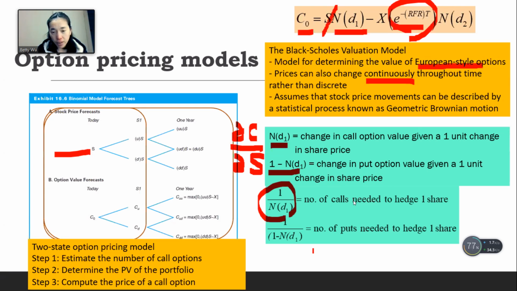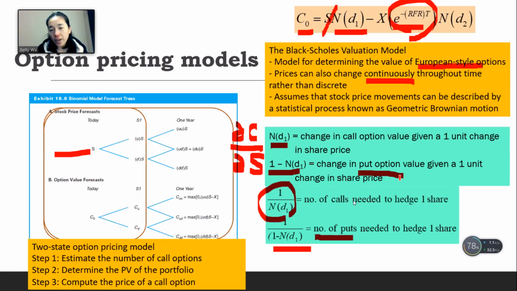And for put options, you do it in a similar way, but you need to buy this number of puts to hedge one share. Okay. And in the lecture notes, you do have examples trying to walk you through these concepts. So just ensure that you read them.